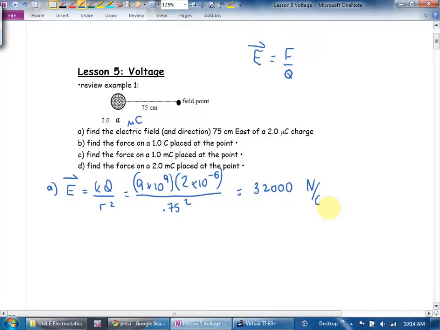Direction. Which way would a positive charge right there want to move if it could? To the right, or east, or well, to the right, because they said east. I'm sorry, they used east in the question. I'll try and be consistent with what they use in the question. B.